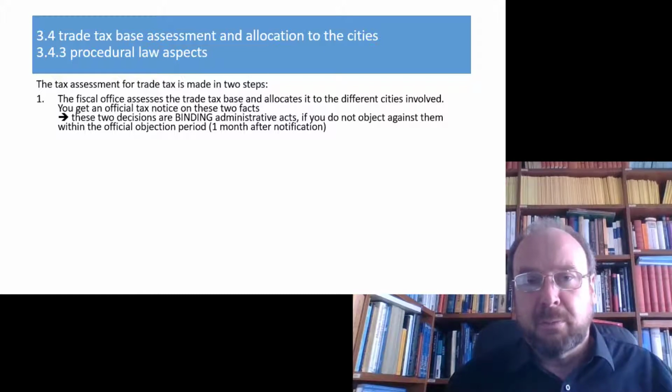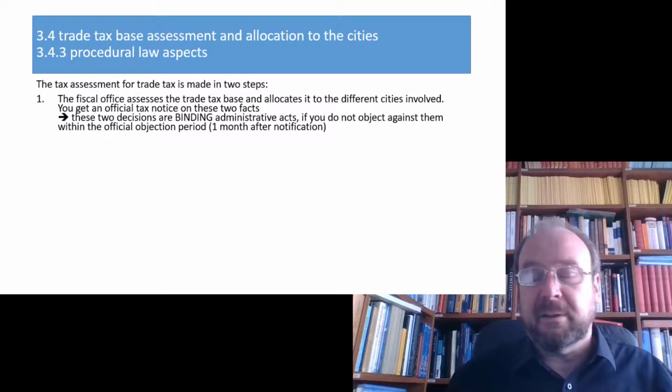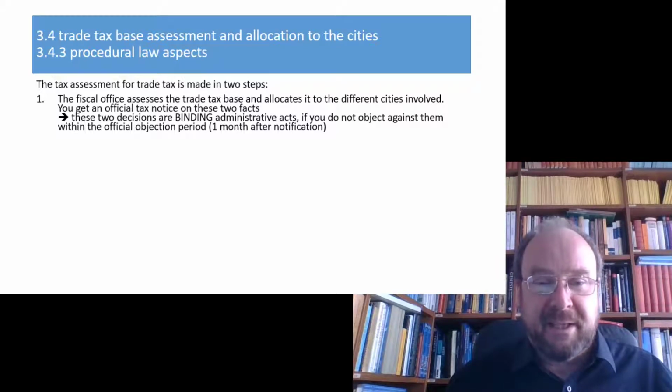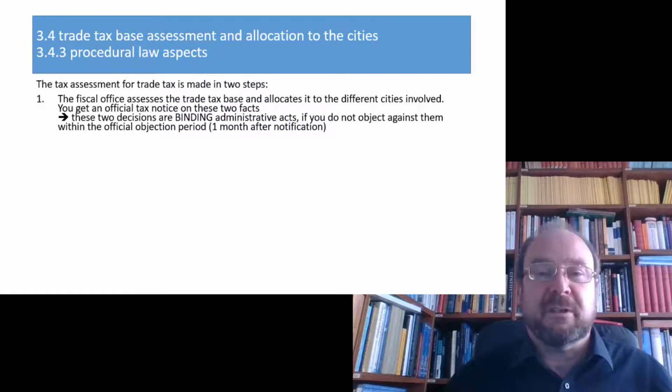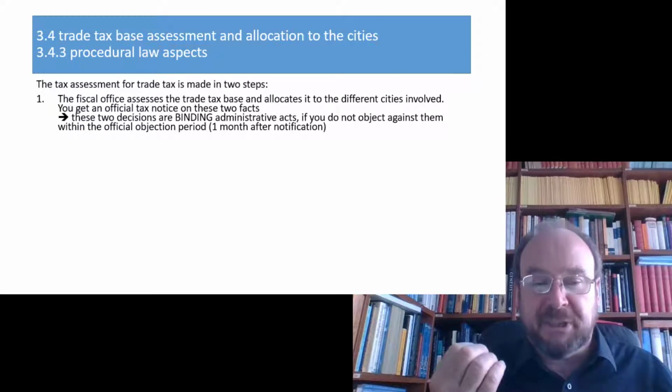There you get 2 tax notices. First, one on the amount of the trade tax base, so that figure after the application of the 3.5% factor. Then the decision which part of that result goes to which city. And these are administrative acts, so decisions in an individual case, which are presumed to be correct and which will remain binding and valid if you do not object against them within the official objection period of only 1 month after notification.